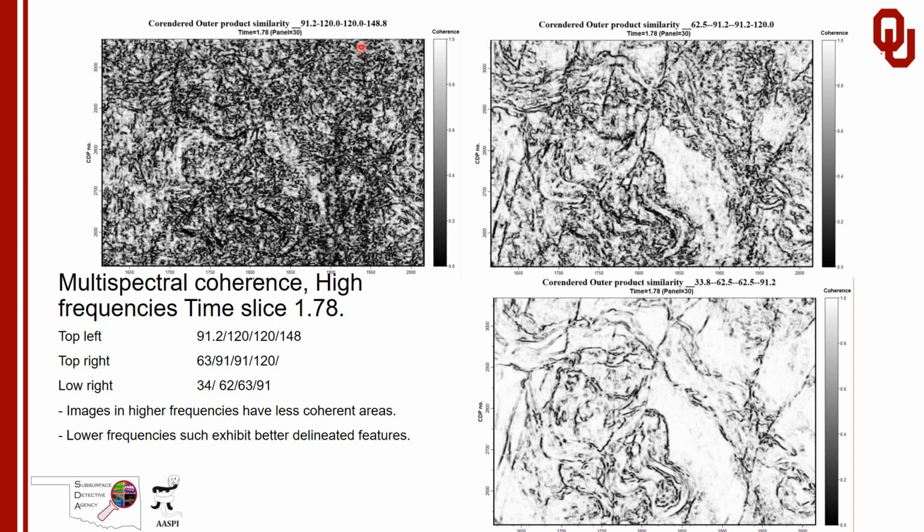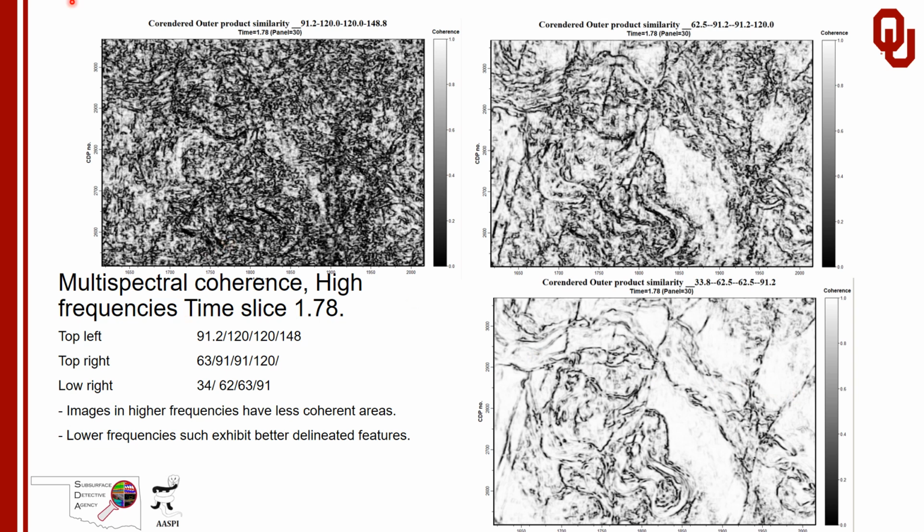In this slide we can see three different window frequencies. The higher frequencies have low coherence. We don't see clear features, so we don't see any faults at all. But if we go to lower frequencies, for example here from 30 to 91, we can see some faults. Here in the image we can see some channels also, so we can see clear features in lower frequencies.